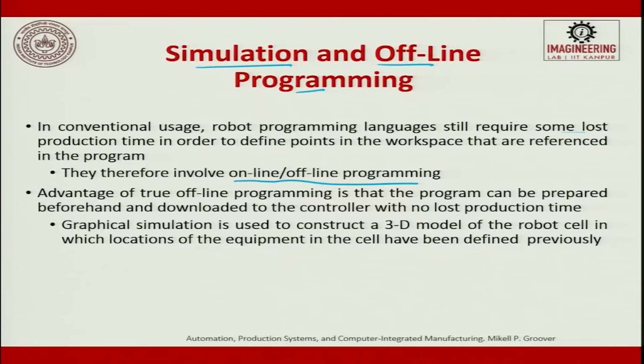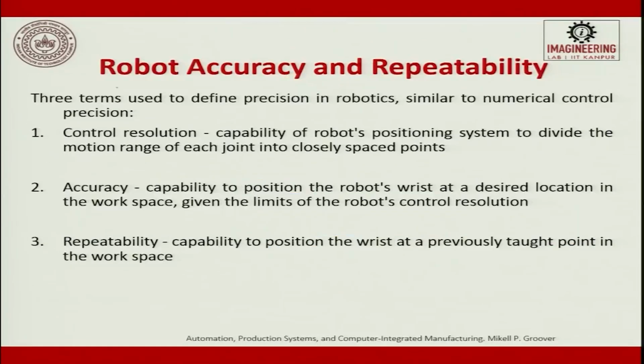So, in lead through it was not talking about the sensors and other things. In motion control we were talking about sensors and their function attached with the lead through. Now, simulation and offline is the next advanced one. The advantage of true offline programming is that the program can be prepared beforehand and downloaded to the controller with no loss of production time. The graphical simulation is used to construct a 3D model of a robo cell so that you can plan your operations.